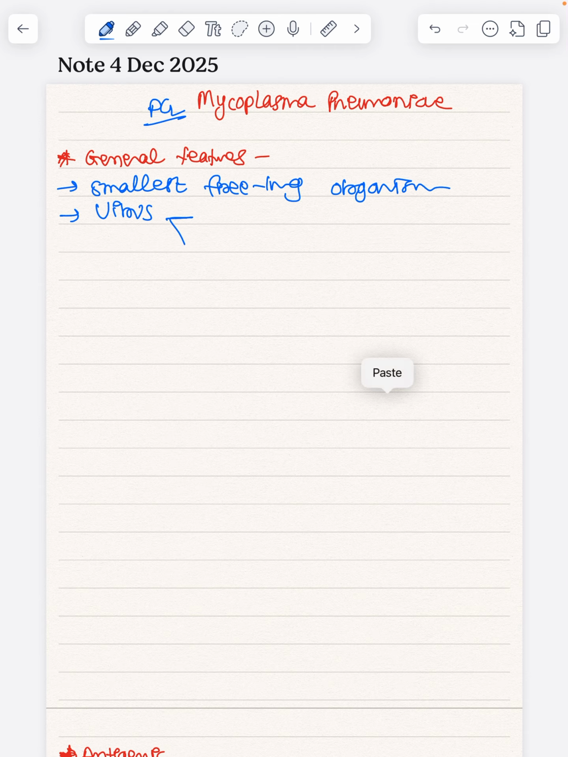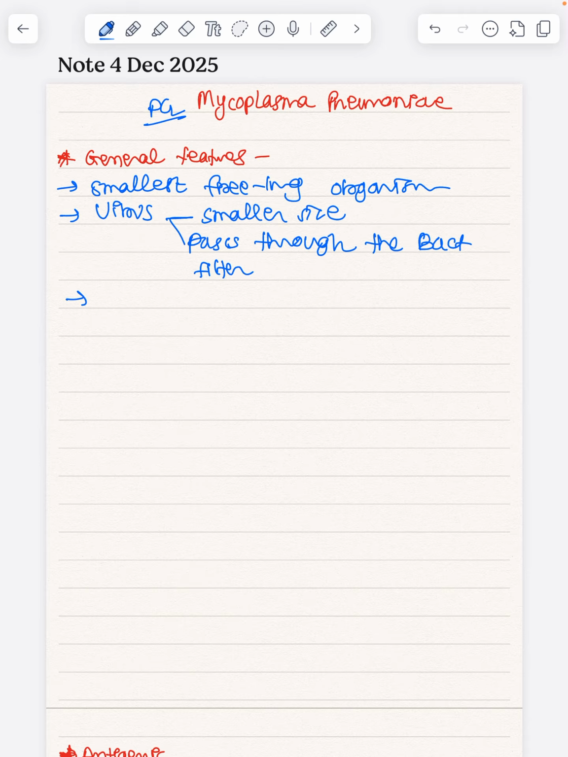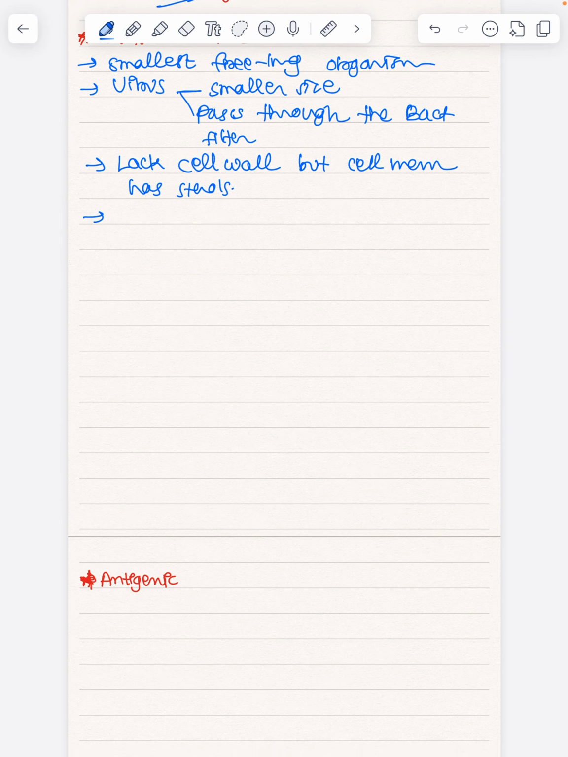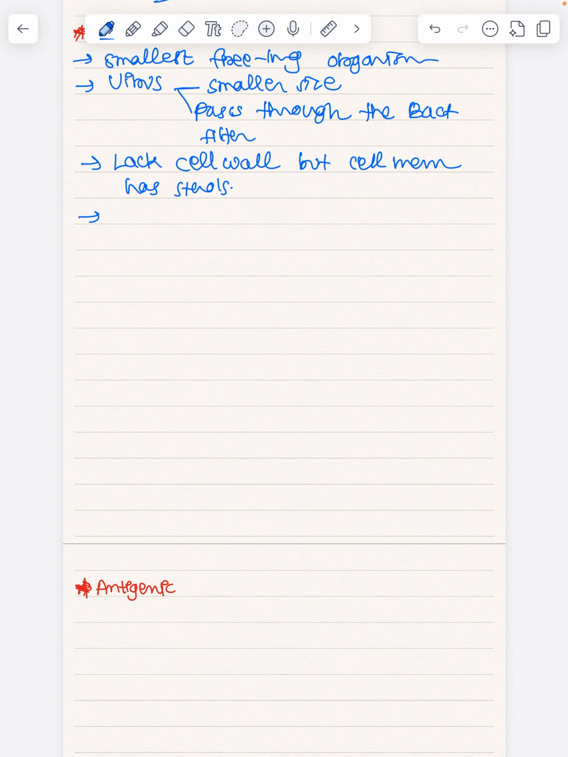Why is it like the viruses? Because of two properties. First, it is small in size, and that's why it can pass through the bacterial filter. It lacks the rigid cell wall, but the cell membrane contains sterols. It is completely resistant to beta-lactam antibiotics acting on the cell wall.